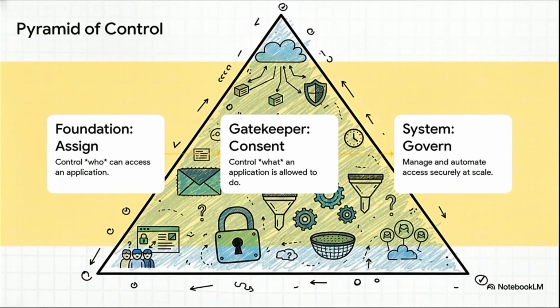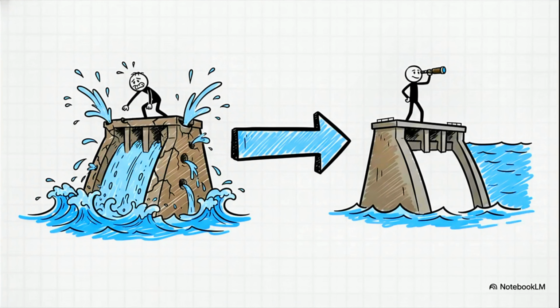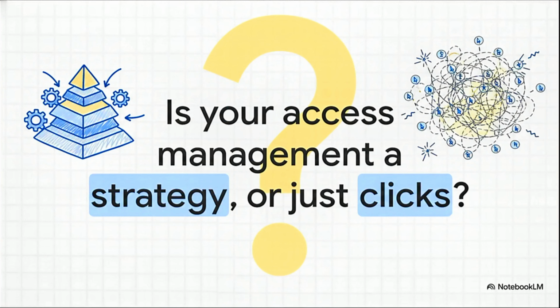securely and at scale. You see, this framework is the real difference between just reacting to problems as they pop up and actually preventing them from happening in the first place. You move from just clicking buttons in a crisis to having a proactive governance strategy that manages risk for your entire organization. And that's really the question I want to leave you with.